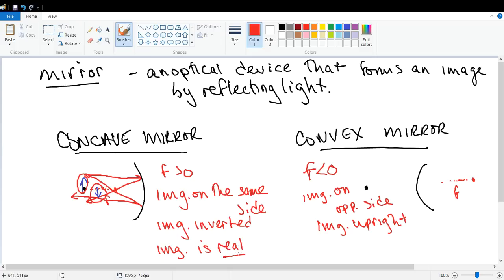The opposite is true for a convex mirror. For a convex mirror, the image is virtual. Virtual means that there are no rays of light shining on the image. Okay, so this is the sort of overview of mirrors.